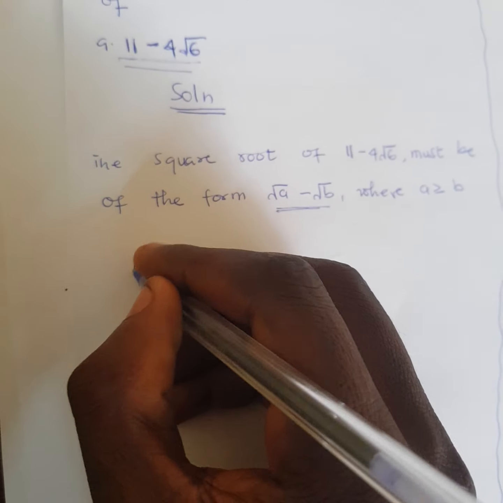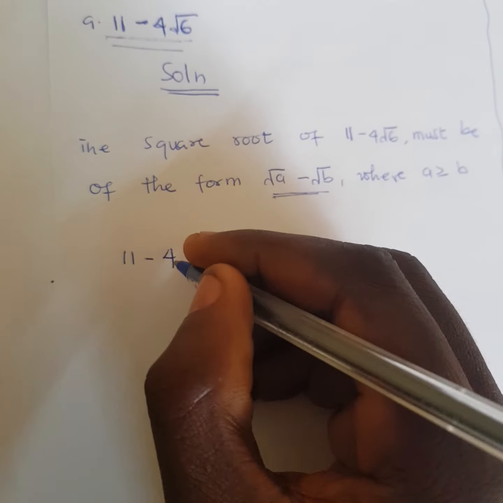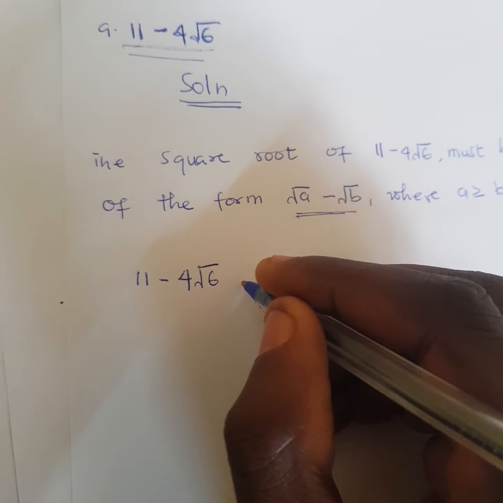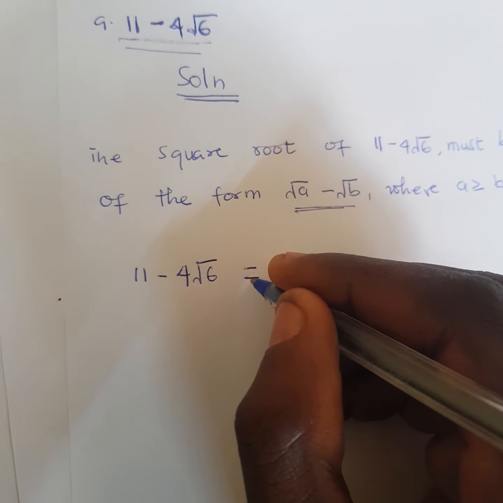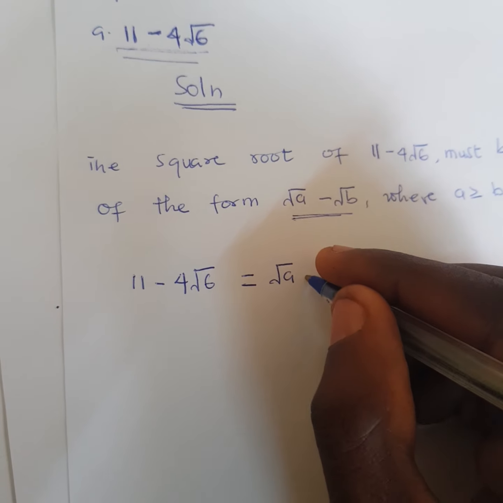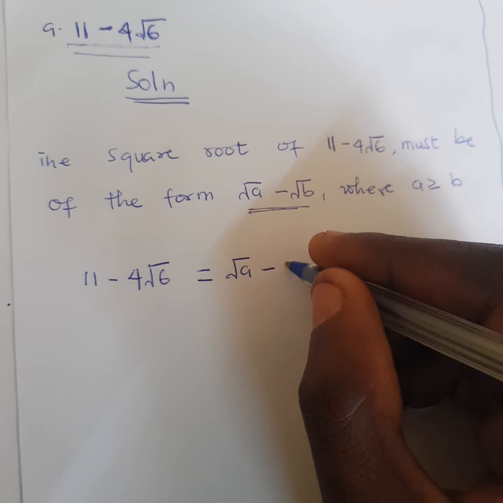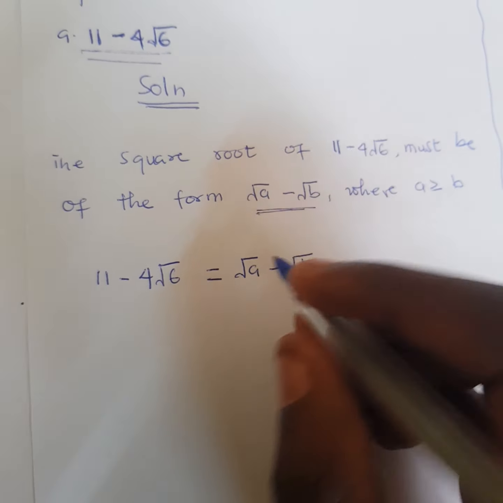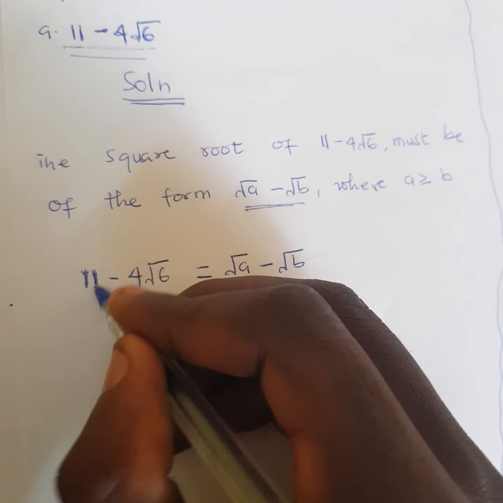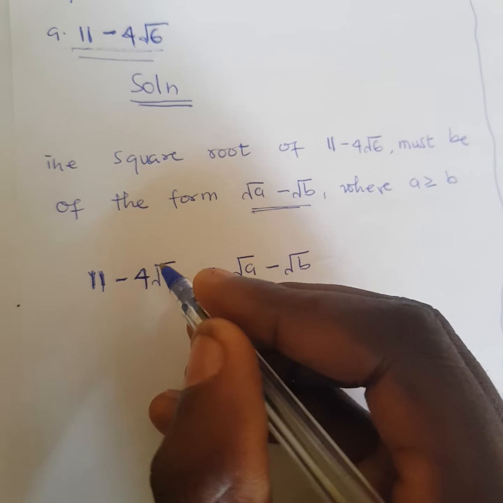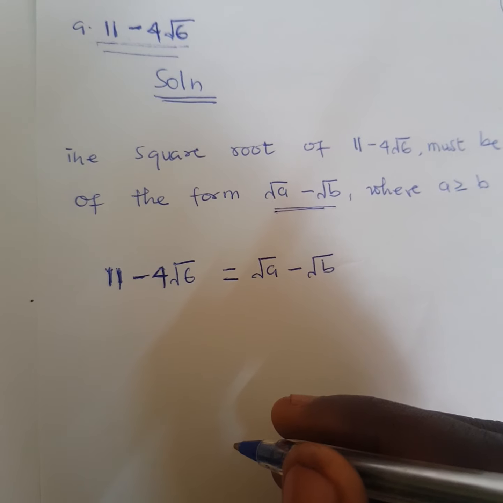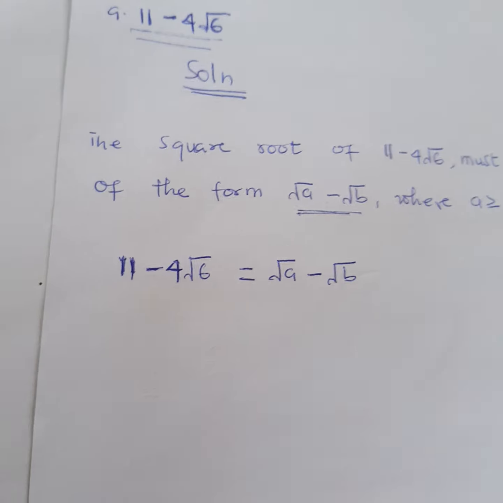So if you're having 11 minus 4 root of 6, this will be equal to root of a minus root of b. And we said root of a minus root of b because in the question, the arithmetic sign in between the expressions is negative. That is why we used negative.